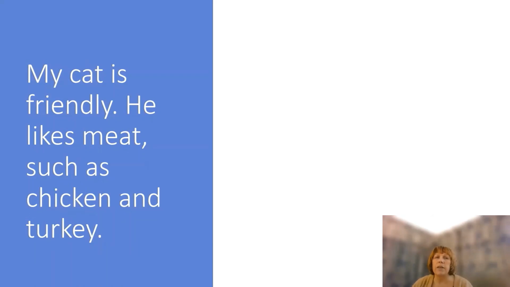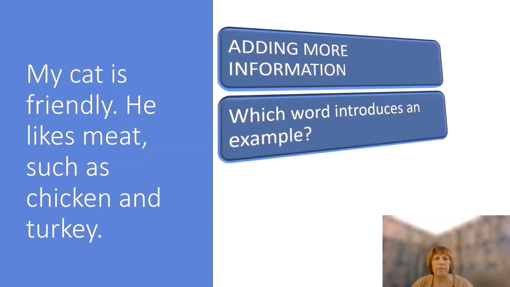My cat is friendly. He likes meat, such as chicken and turkey. Adding a bit more information there. Which word introduces an example? We haven't got a word, have we? What have we got? That's right, we've got a phrase. So you might get the examination question, which phrase introduces an example? And in these sentences, the answer would be, yes, such as.